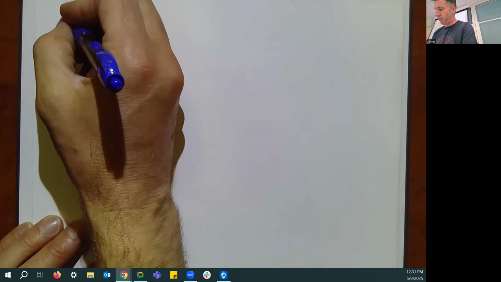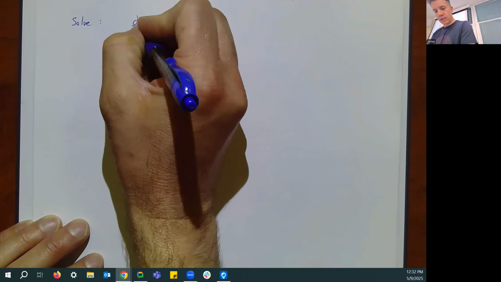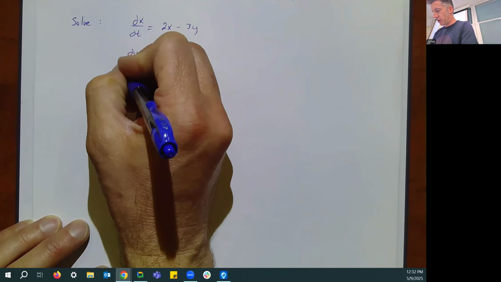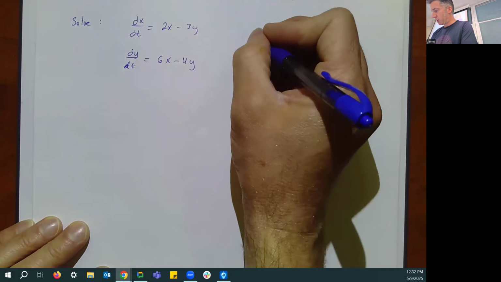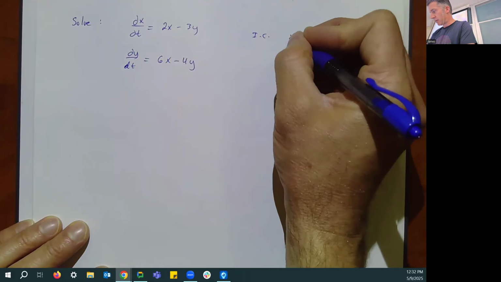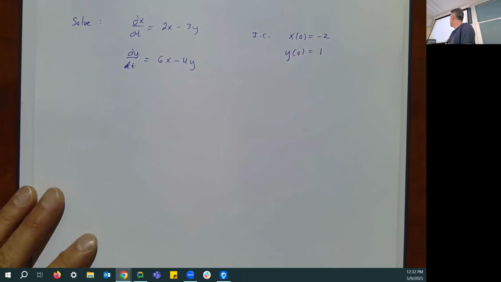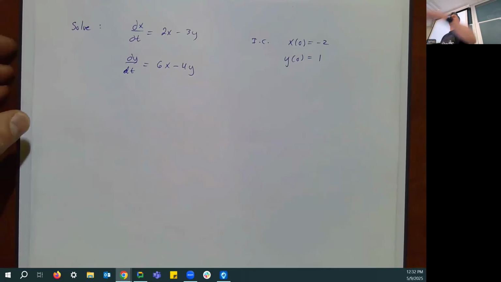So let's say we want to solve the following system. dx/dt is equal to 2x minus 3y. dy/dt is equal to 6x minus 4y. And our initial condition is x of 0 is equal to negative 2, y of 0 is equal to positive 1. If you're asked to solve a system and you're not given an initial condition, it means you don't have to solve for the constants C1 and C2. If you are given an initial condition, it means we do have to solve for those constants. It's usually not too terrible to do though.